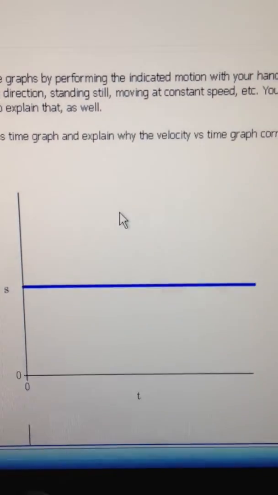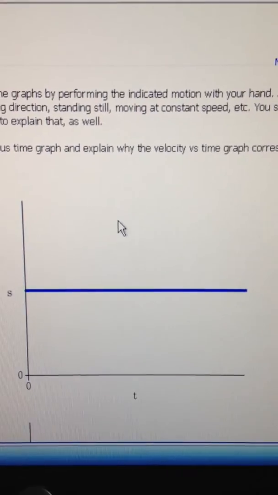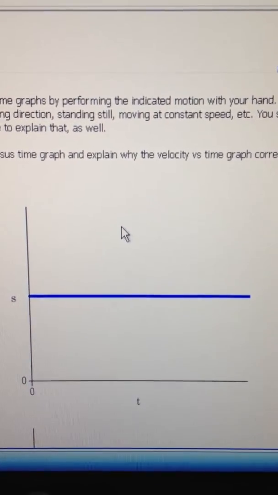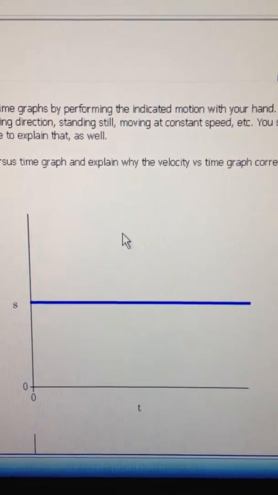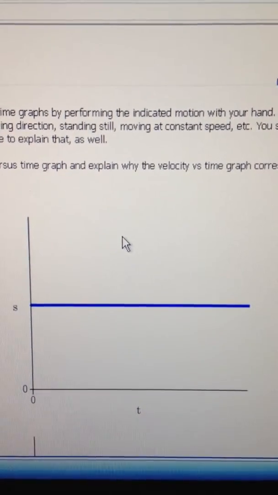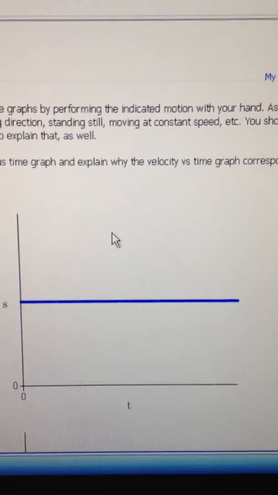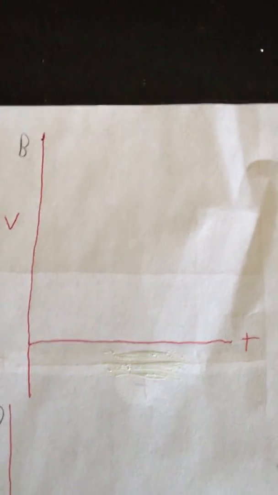Going on to the next one, our distance versus time graph looks like that, which means that since the distance isn't getting any higher or lower, it means there is no velocity, which means the velocity graph would look like that. There's nothing. The line would be right where the zero line is, but I didn't try and put a line over a line.